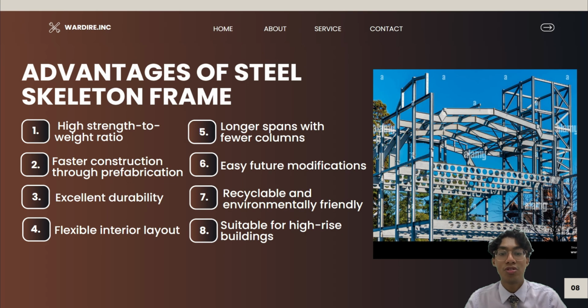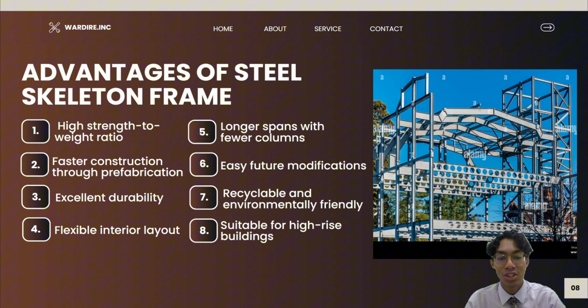Steel skeleton frames offer many advantages compared with conventional reinforced concrete or masonry structures. Firstly, steel has a very high strength-to-weight ratio. This means it can support heavy loads while using relatively less material, resulting in lighter structures and potentially smaller foundations. Secondly, steel members are fabricated in factories before being delivered to the site. This significantly reduces construction time because fabrication and foundation work can take place simultaneously.